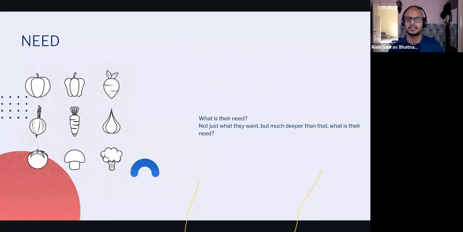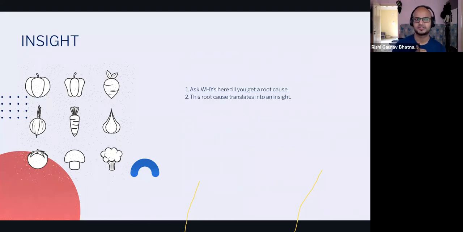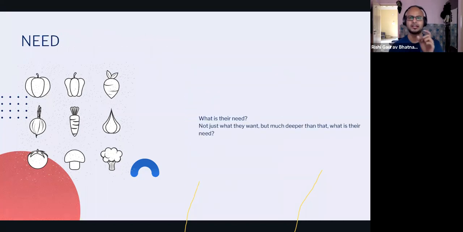Now, need. What is their need? Not just what they want, but much deeper than that. A need can be explained in various formats, but I thought a story would do it for us, and I'll walk you through that story. To give you an example, the need of a student who's confused about their career would be to not be confused. The students want to be aware about what's happening. They need exposure to be able to not be confused, or to find solutions to the kind of problems they face in a career crisis. That could, for instance, be a need.